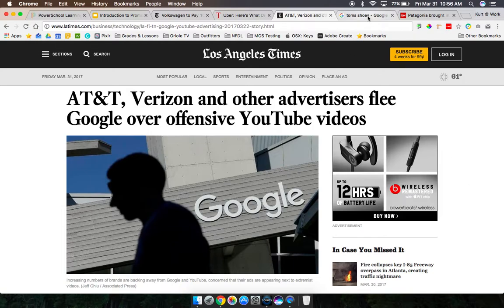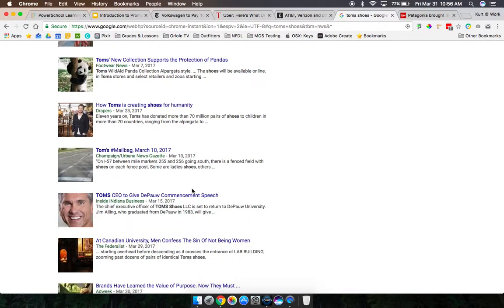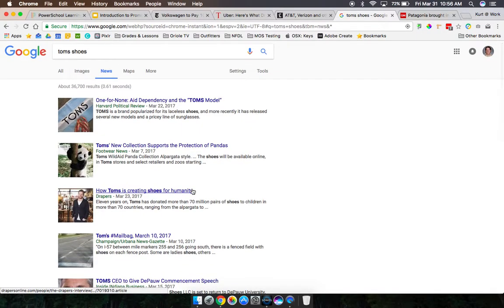Some good publicity examples. Tom Shoes. If you're not familiar with Tom Shoes, when you buy a pair of Tom Shoes, they donate a pair of shoes to third world countries, needy folks, needy kids that also get a pair of shoes as well. I just searched Tom's Shoes, and under the news, there are all sorts of different examples of what they're doing, of how they're protecting and doing positive things. Tom Shoes is not paying for this. The news basically just picks up on this and says, hey, this is good things. Here's some nice things that are happening.